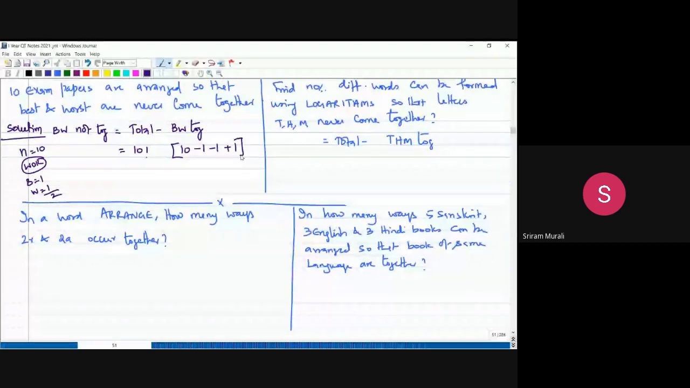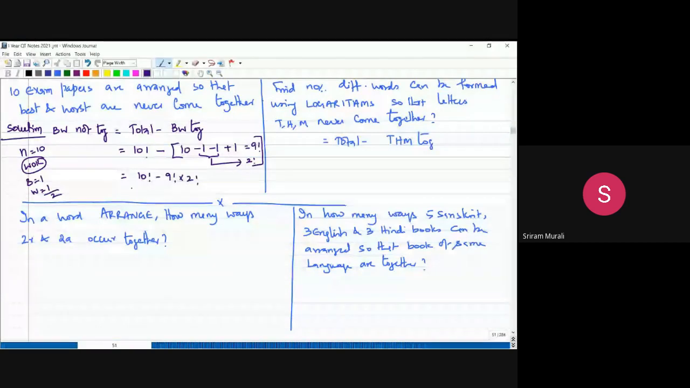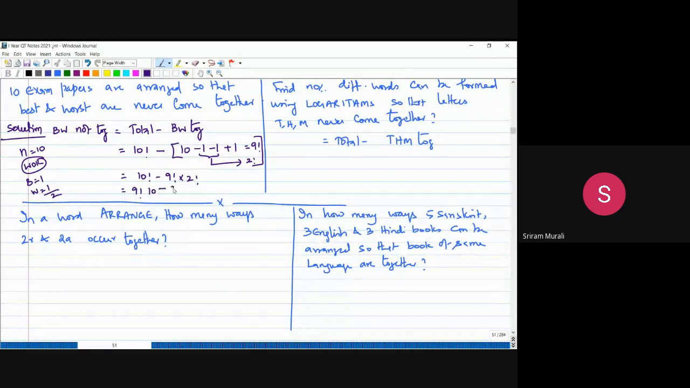And arranging this itself can be in 2 factorial. So subtract this. This is 10 factorial minus 9 factorial into 2 factorial. If you want, you can write 10 factorial as 9 factorial into 10, minus 9 factorial into 2 factorial. So 9 factorial is common. It is 10 minus 2.